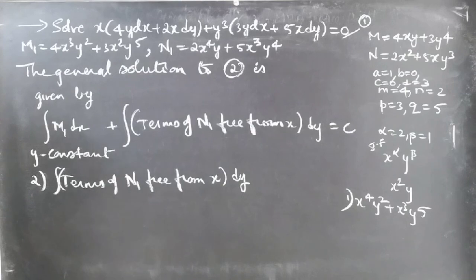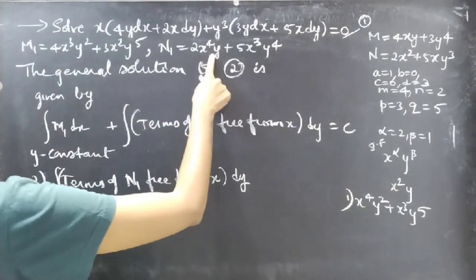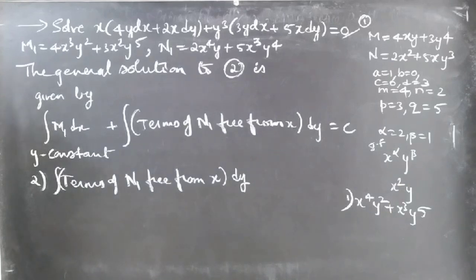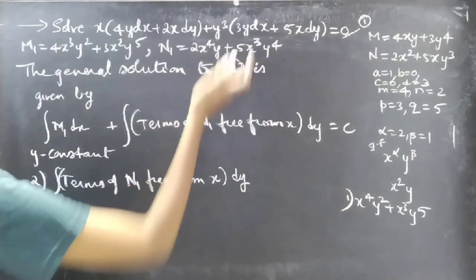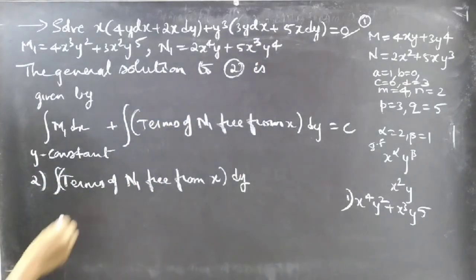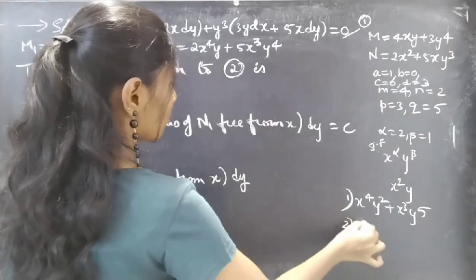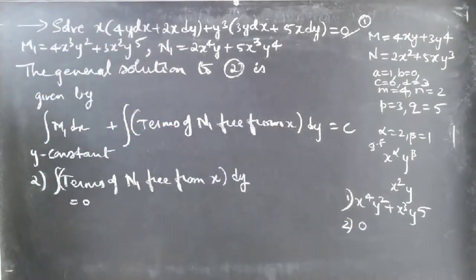Observe N1, we have 2x⁴y + 5x³y⁴. Do we have terms which are free from x here? We don't have any terms which are free from x because both the terms involve x, right? So this equals 0. So the result obtained from the second integral is 0 because we don't have any terms of N1 which are free from x.